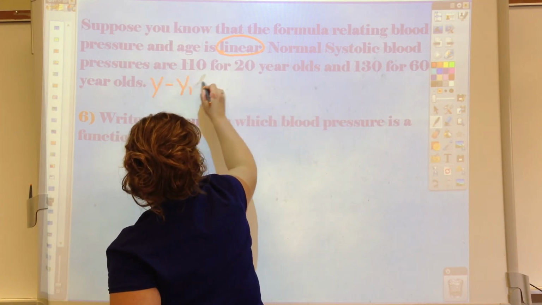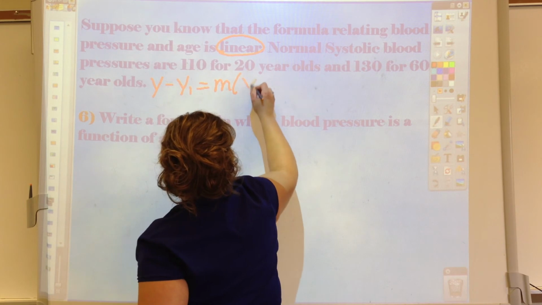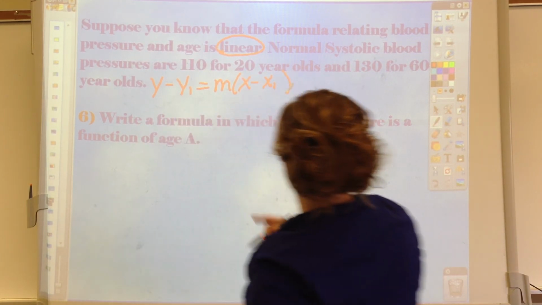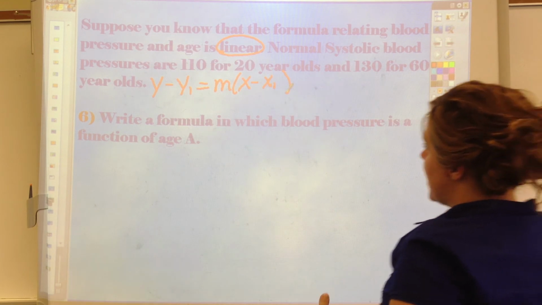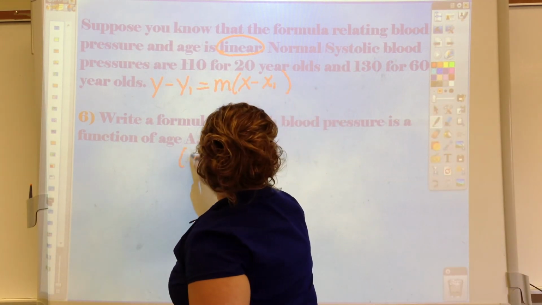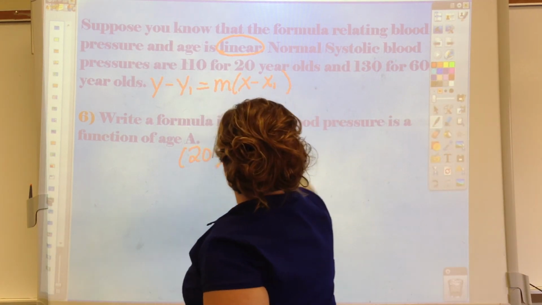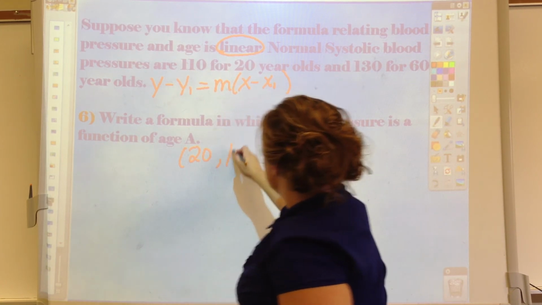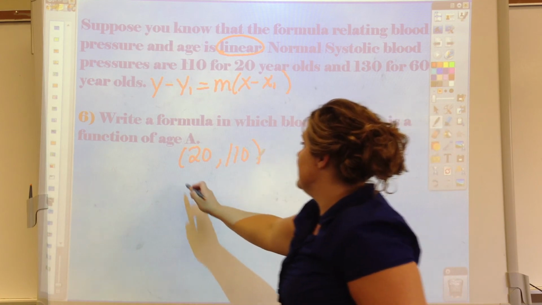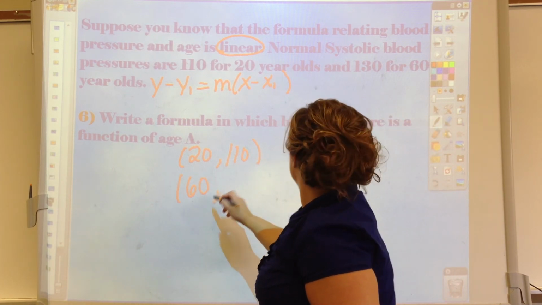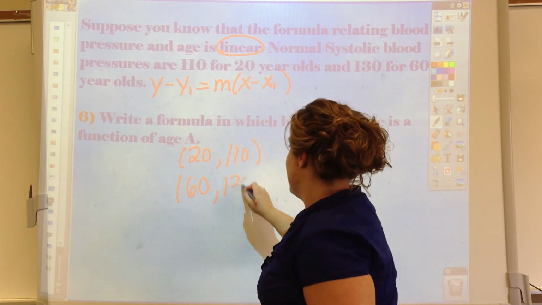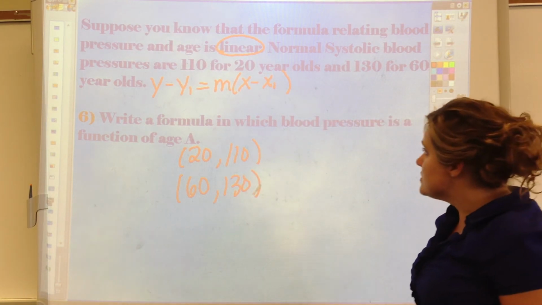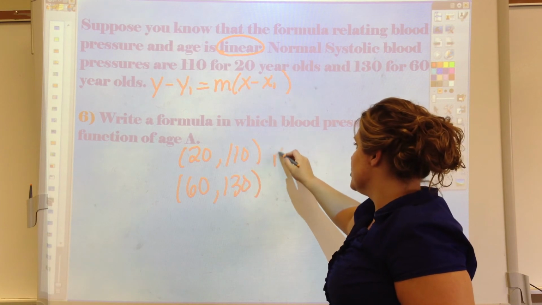Y minus y1 equals m times x minus x1. And first of all, let's notice my x values have to be my age because age is independent. And my y values would have to be my blood pressure because blood pressure is definitely the dependent variable. Blood pressure depends on how old you are. If those are my 2 points, now let's go ahead and find our slope.